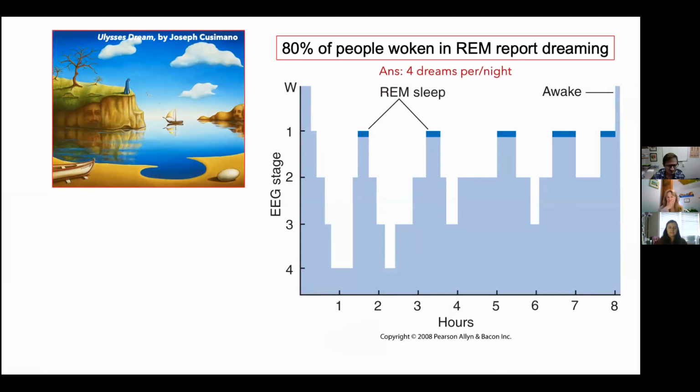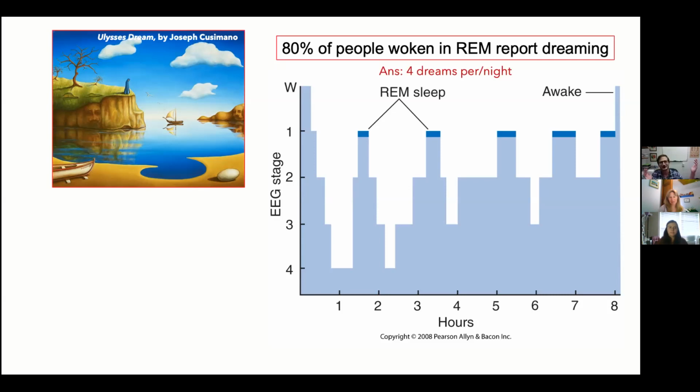So the answer of 4 dreams per night comes from you having about 4 to 5 REM sleeps. You can see there's about 5 here. Most people get a little less than 8 hours of sleep. So each one of those REM sleeps has a dream in it. And dreams in REM are story-like dreams. You're the central character in a series of bizarre events.